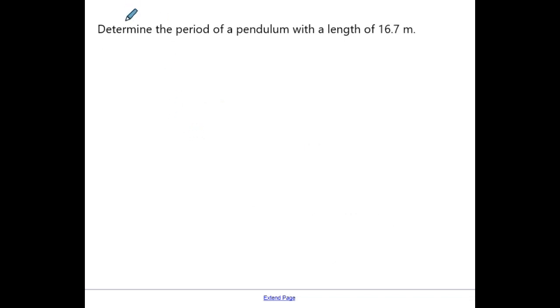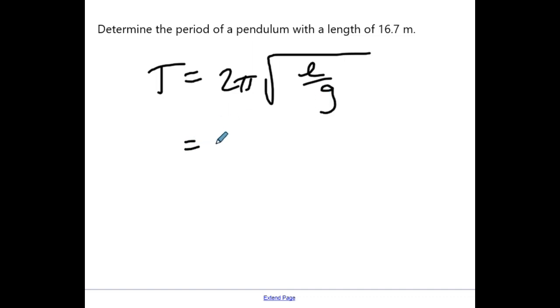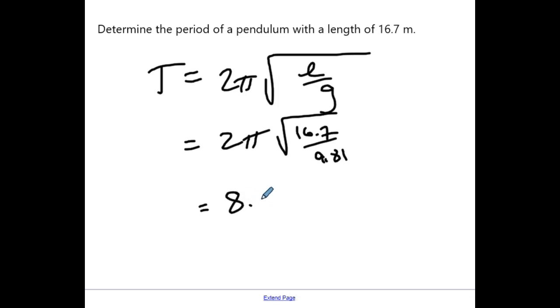So let's try some examples and we'll call it a day. Determine the length of the period of a pendulum with a length of 16.7 meters. As long as you know how long your pendulum is, and as long as you know what planet you're on, which is probably Earth, all you got to do is this formula here. 2 pi times the square root of 16.7 divided by 9.81. This will tell you how long it takes to go back and forth. So 2 pi times the square root of 16.7 divided by 9.81. And I'm going to need 3 sig digs, 8.20 seconds.